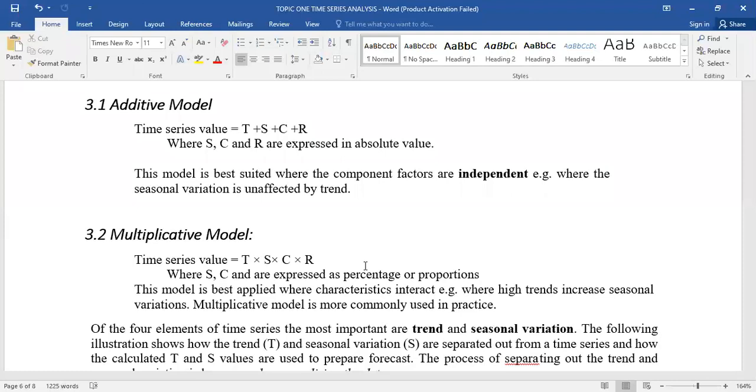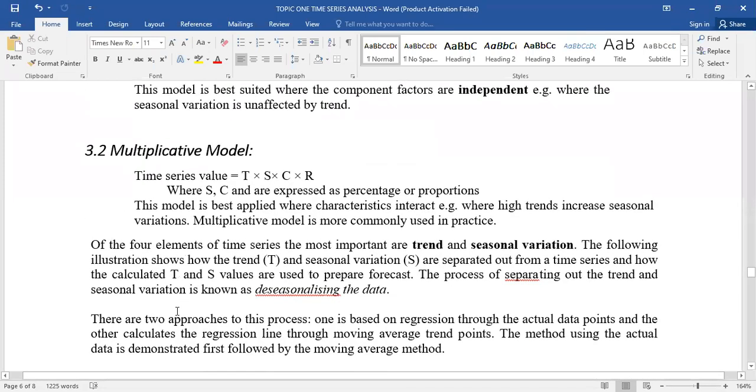So when we are talking of seasonal, you can see it's taking some time, and when we are talking of the cyclical and the random, they take quite some time. So we are now talking of the multiplicative model, the process of separating out our trend and the seasonal variation. This is what we call deseasonalizing the data. When you are deseasonalizing, you are trying to eliminate all the aspects of season. Are we there? So we are considering only the long-term trend and avoiding the cyclical and the random. There are two approaches to this process.